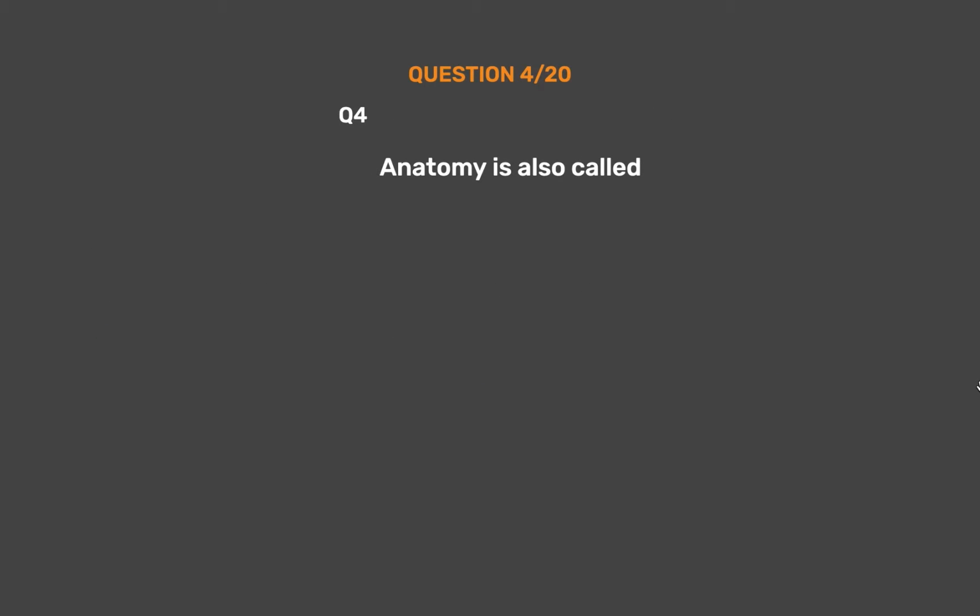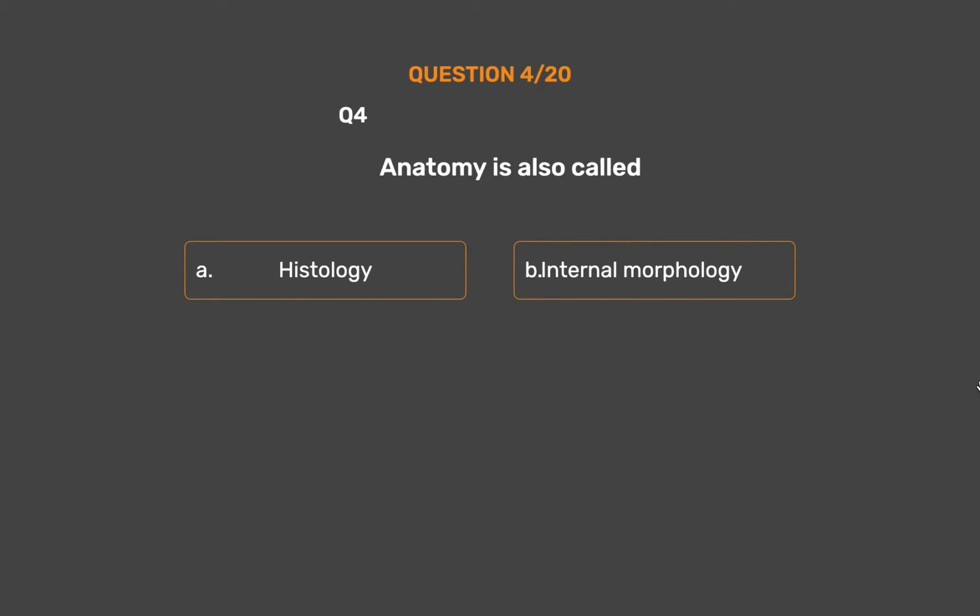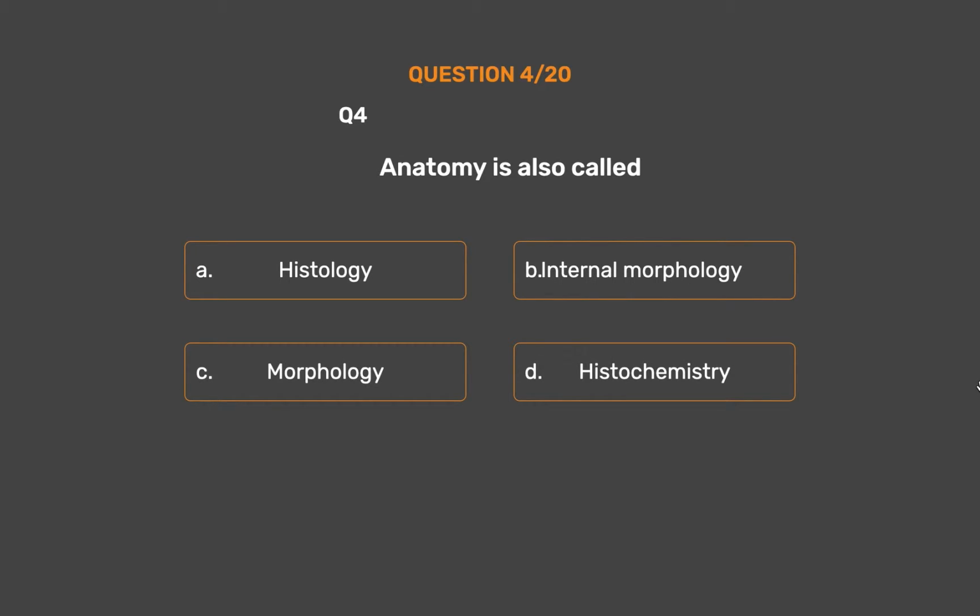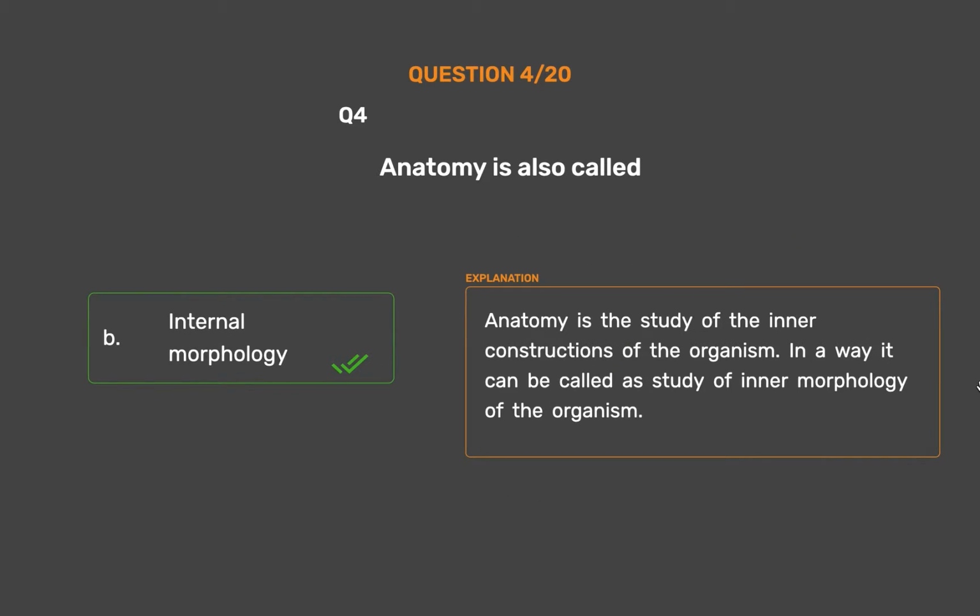Question number 4. Anatomy is also called Option A. Histology. Option B. Internal morphology. Option C. Morphology. Option D. Histochemistry. The correct answer is Option B. Internal morphology. Anatomy is the study of the inner constructions of the organism. In a way, it can be called the study of inner morphology of the organism.